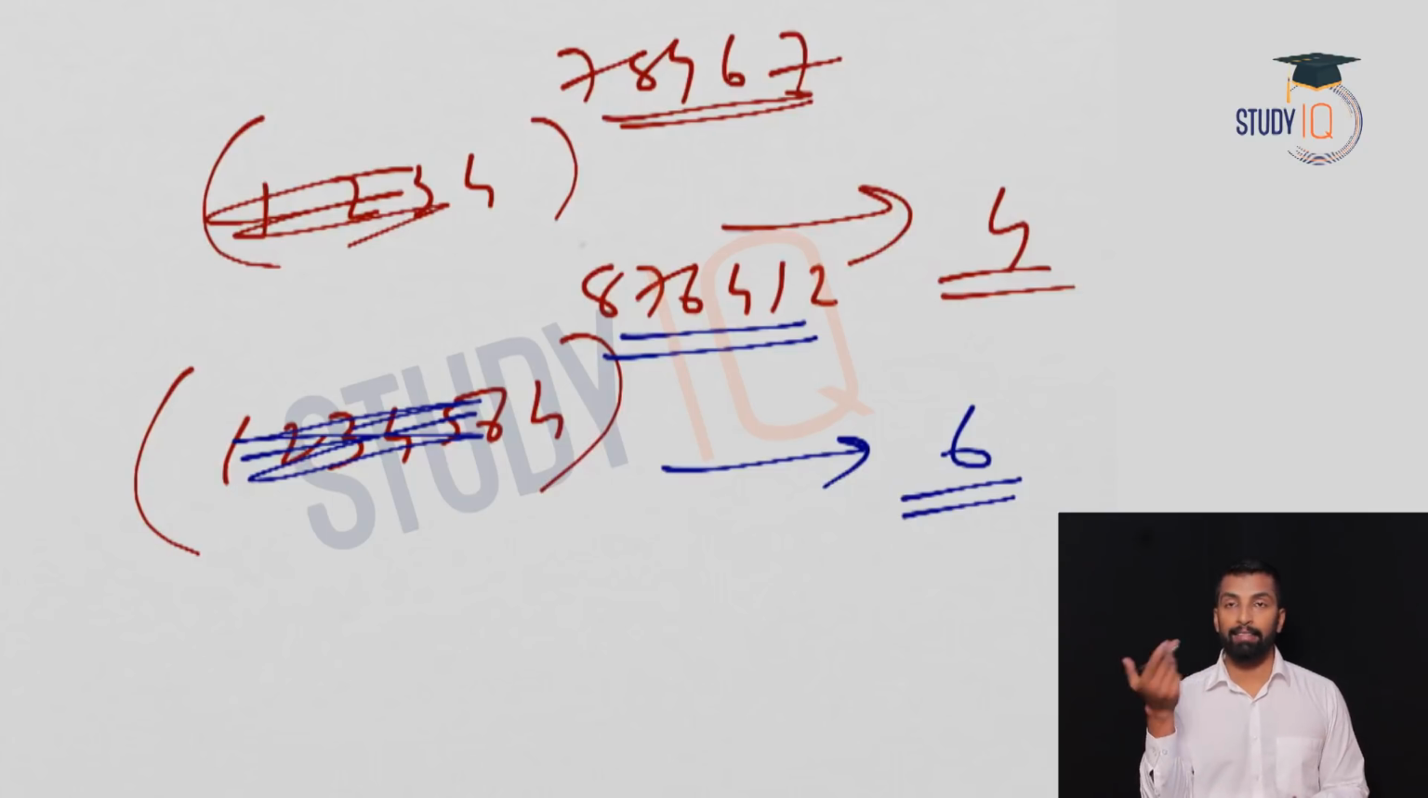So if it is odd, the answer is 4. If it is even, the answer is 6. You may not get questions based on 4. You may get questions based on 2, 3, 7 and 8. Same is the case with 9 also.